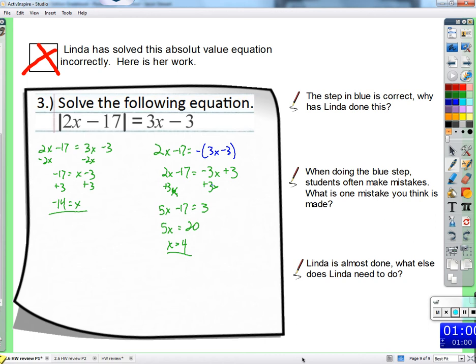Remember that absolute values, the stuff inside the absolute value, could be positive, could be negative. Set it equal to the positive right side and the negative right side. So we have to look at both of those possibilities. If we don't do that other part, we're only finding half of the possibilities.